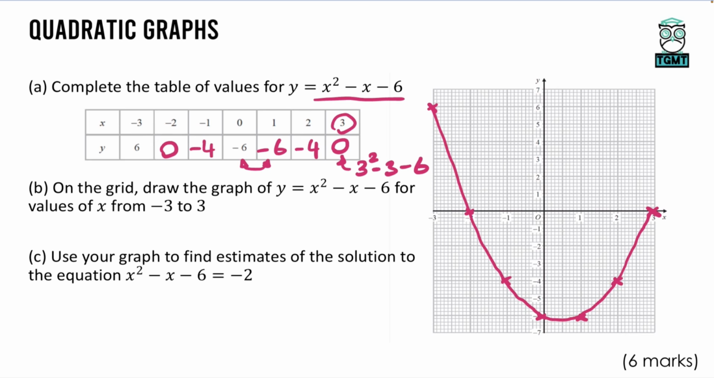Part C here says to use the graph to find, this word's important, estimates of the solution to the equation, and then we're given the equation, but it says equals negative 2. Had it said equals 0, we'd be looking at the coordinates where it crosses through the x-axis, but this has said negative 2, so essentially we are dropping the x-axis down by 2 and looking at the solutions where it crosses through this line. Now that's where estimates is important, because obviously all of our graphs are going to be slightly different depending on how we draw our curve, and also we're not computers, so we need to just read these as best as we can.